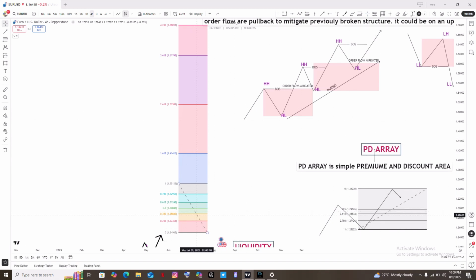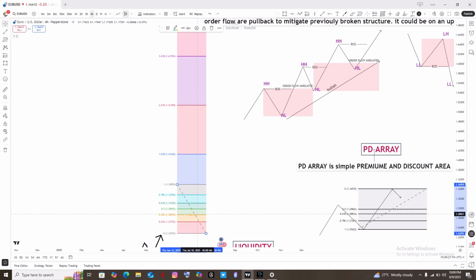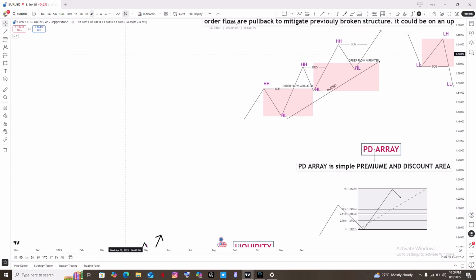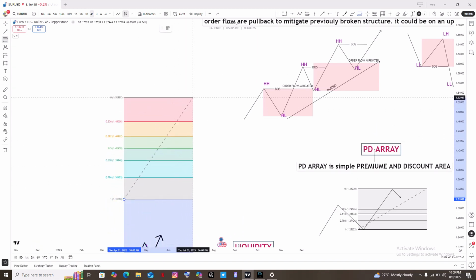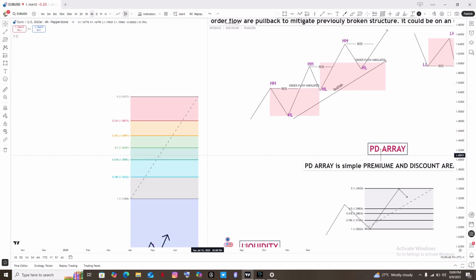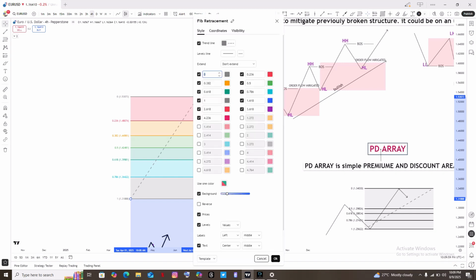But first, let's arrange this. Now, when you click on your Fibonacci tool, you click on it like this, then you draw. You can see you draw it, then click again. Now, how do you set your fib? You see this icon up here, this one. Settings. You go to settings and come to style.